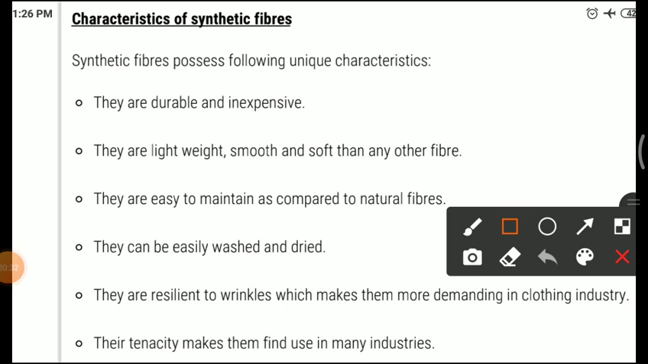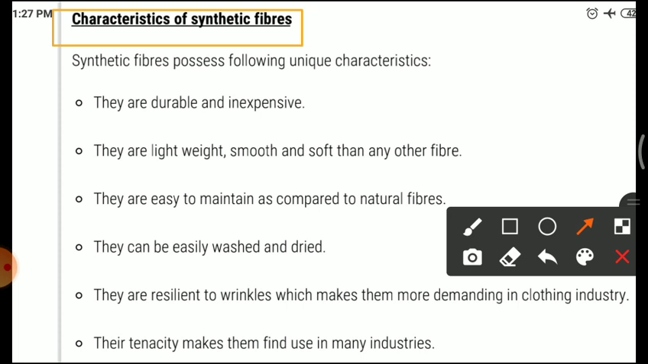Our next topic is characteristics of synthetic fibers. Synthetic fibers are more durable and affordable, which makes them more popular than natural fibers. We have already performed an activity of burning natural and synthetic fibers in class 7th. When you burn synthetic fibers, you find that their behavior is different from that of natural fibers. You must have noticed that synthetic fibers melt on heating.